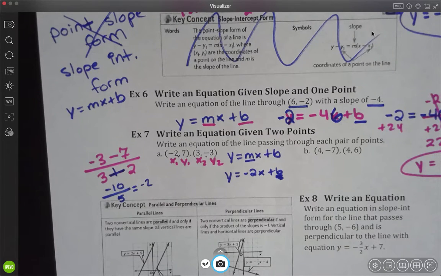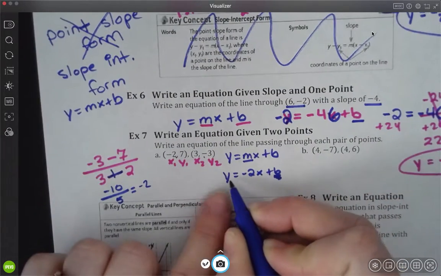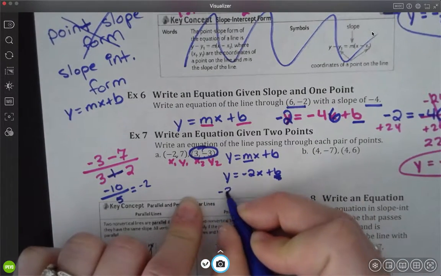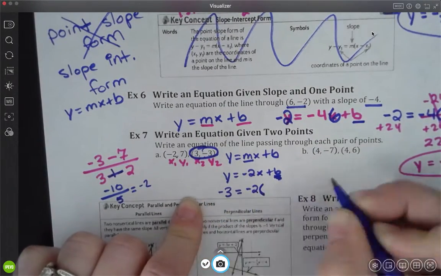It doesn't matter which one you plug in. You're going to get the correct answer whichever one you plug in. So if there's one that looks really nice, like if it doesn't have negatives in it and you want to use that one, that's great. Which one do you think is nicer here? Sure, it doesn't matter. Okay, so let's plug in. What's the y coordinate if we use this point? Negative 3. Negative 3 equals negative 2 times, what's the x?